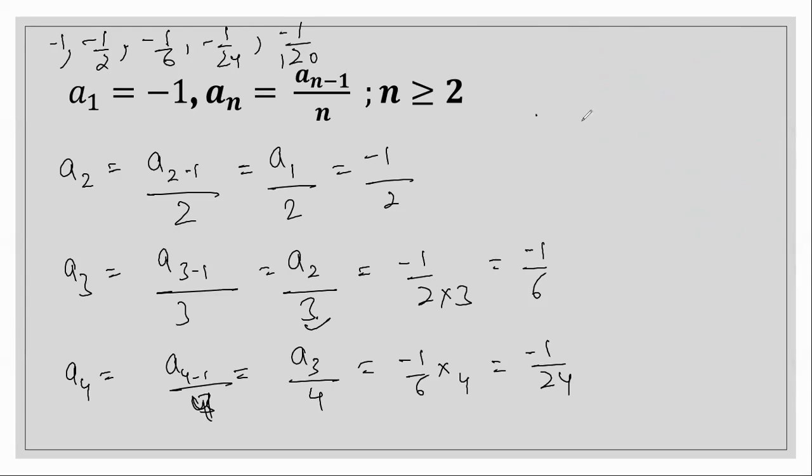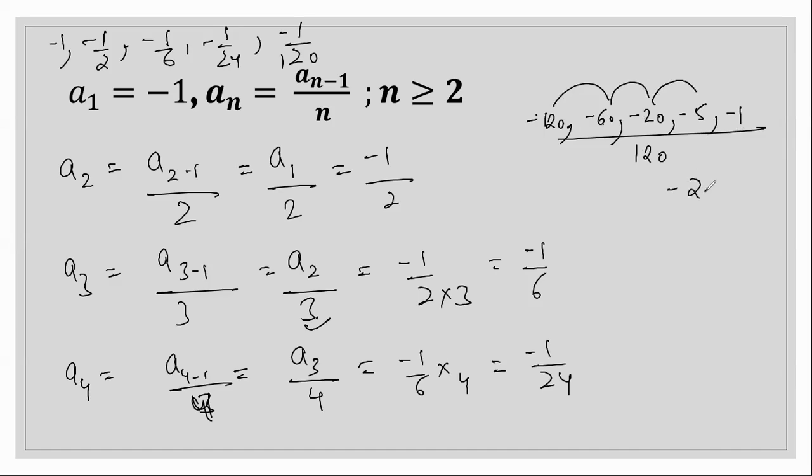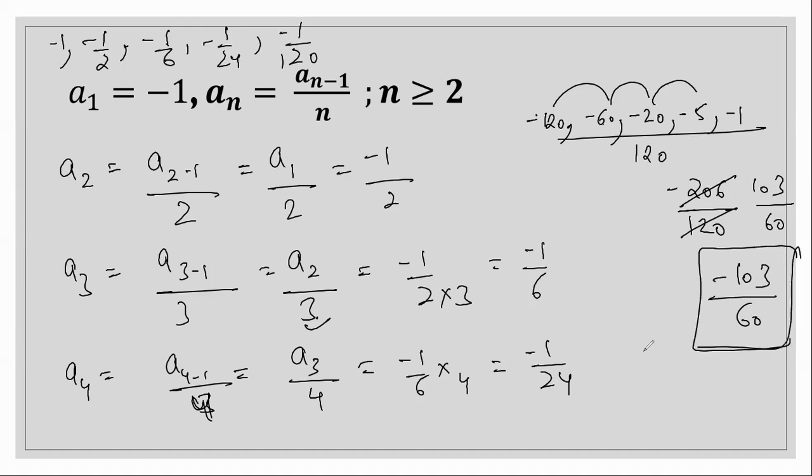So when we add them, let's take the LCM of the denominators, right? So 120, so it will be -120, then we have -60, then -20, then -5, and then -1. Let's add them. So it will be -180, -200, -206 by 120. And let's find out the lowest term of this. So -103 by 60 is the final answer of the series, right?